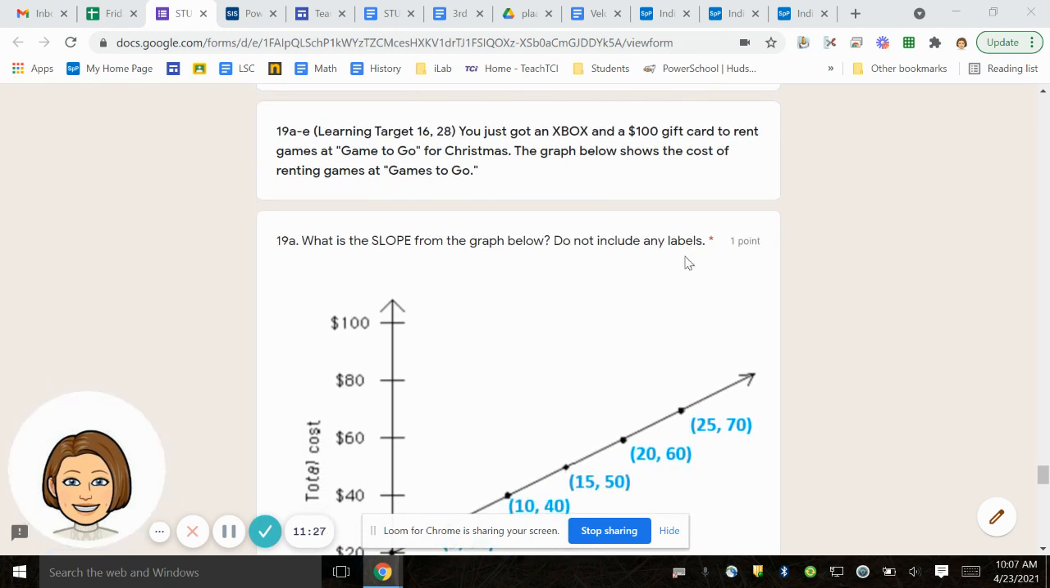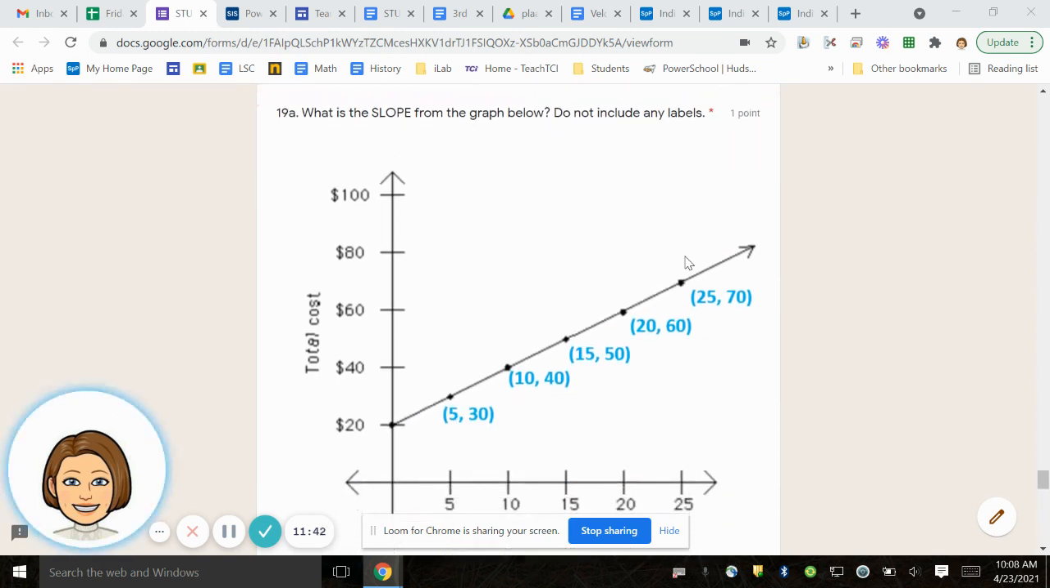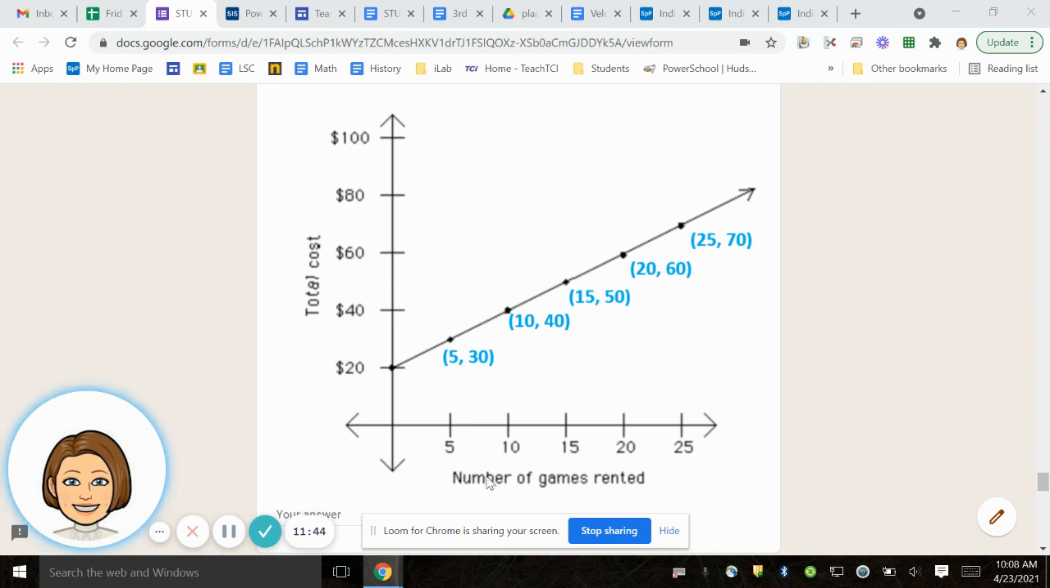Numbers 19A through E. You just got an Xbox and a $100 gift card to rent games at Games to Go for Christmas. The graph below shows the cost of renting games at Games to Go. So here you can see on the x is the number of games rented, goes up by 5s, and the y is the total cost. Here you can see your points: 0, 20; 5, 30; 10, 40; 15, 50; 20, 60; 25, 70.